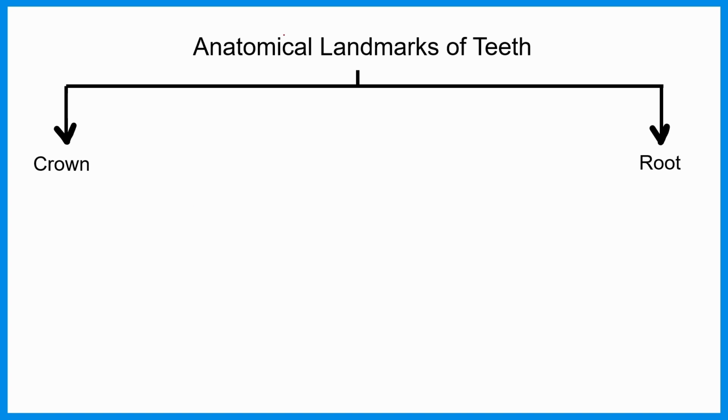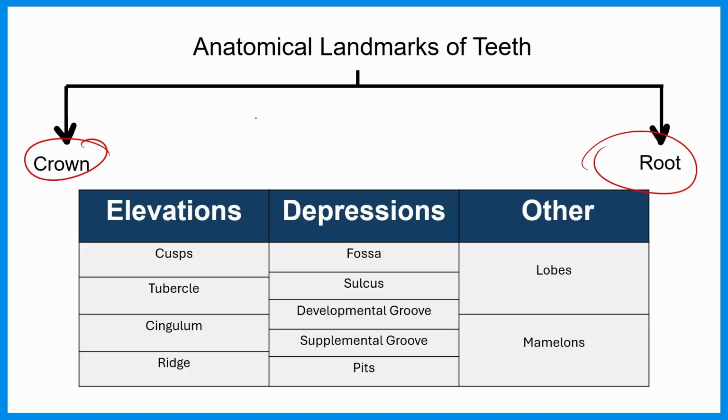For the anatomical landmarks of teeth, we'll be splitting up into the crown and the root. The landmarks in the crown, the landmarks in the root. The landmarks in the crown are split into the elevations, depressions, and other. I decided to add it in other. For elevations, we've got 4: cusps, tubercle, cingulum, ridge. For the depressions, we've got fossa, sulcus, supplemental grooves, and pits. For the other, we've got lobes and mamelons. I'll be going into detail on each and every single one of them after.